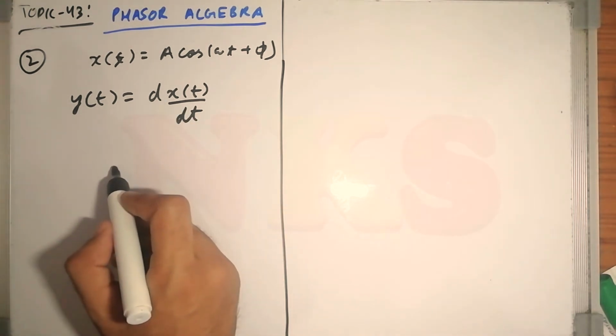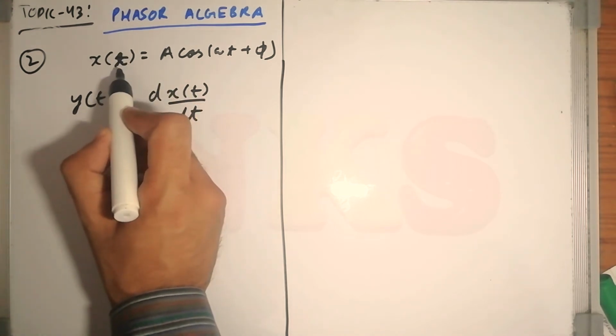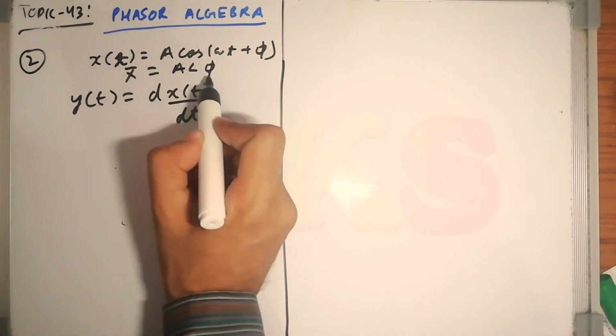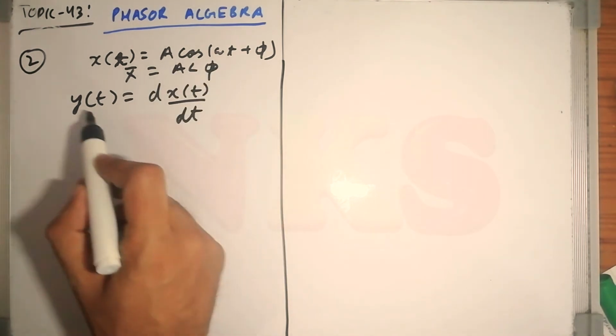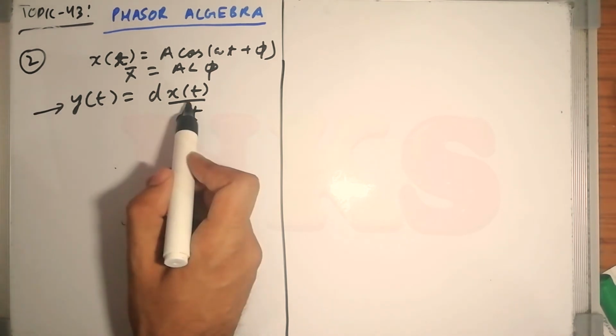In phasor, what will happen if this is a signal in sinusoid? So in phasor this signal is A at an angle phi. Now in time domain, in sinusoid fashion, you have y(t) is dx(t)/dt.